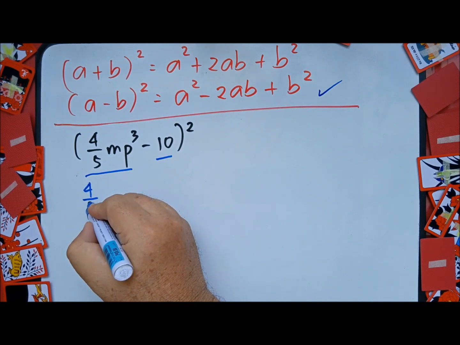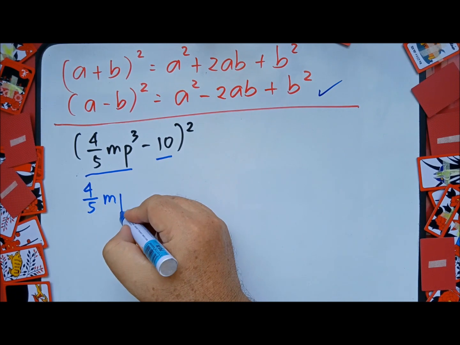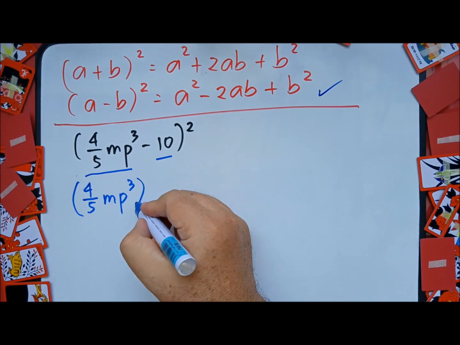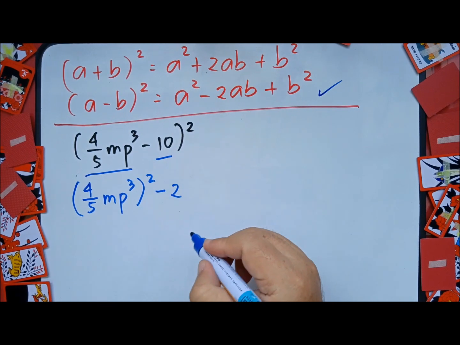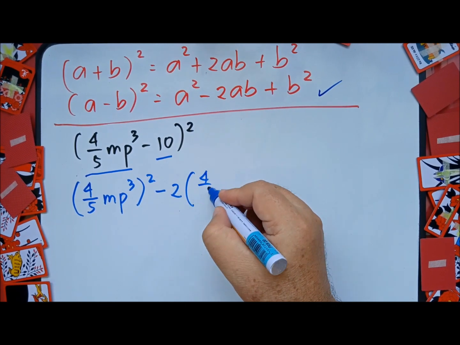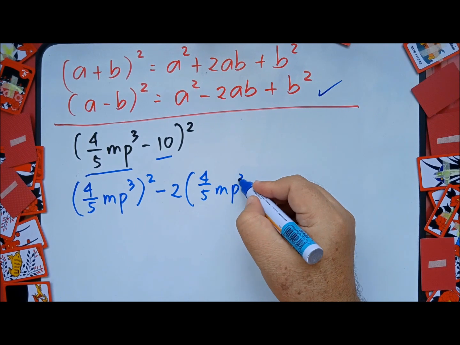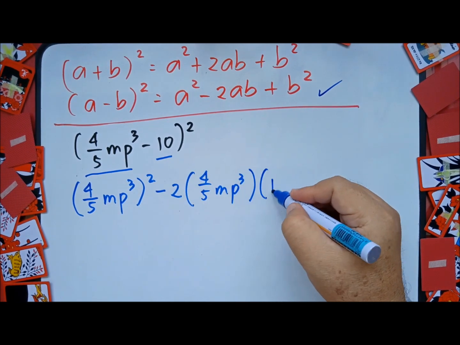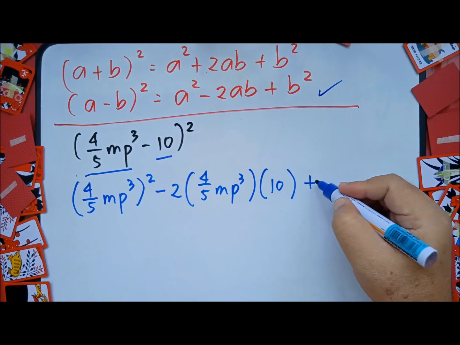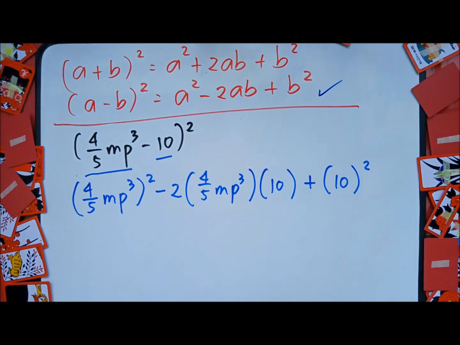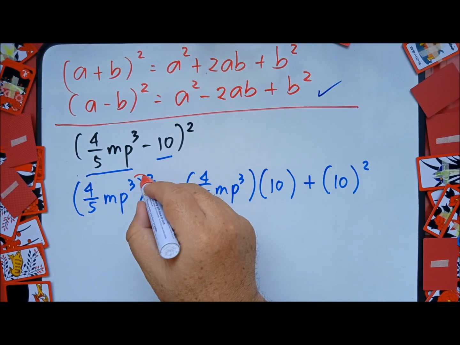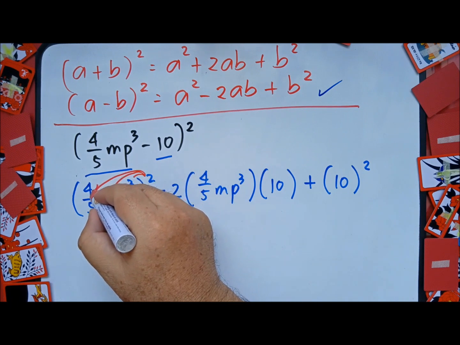This will become what? (4/5 m p³)², so this is your A squared, minus 2, then A again, 4/5 m p³, your B is 10, then plus your B again, 10 squared. Now what will you do with that? So many numbers, so many variables. Okay, distribute, distribute, distribute.